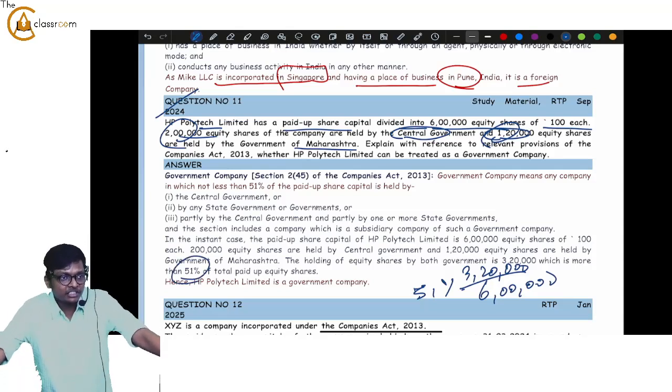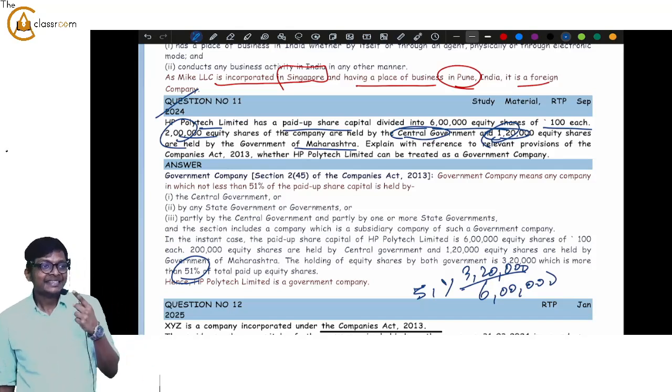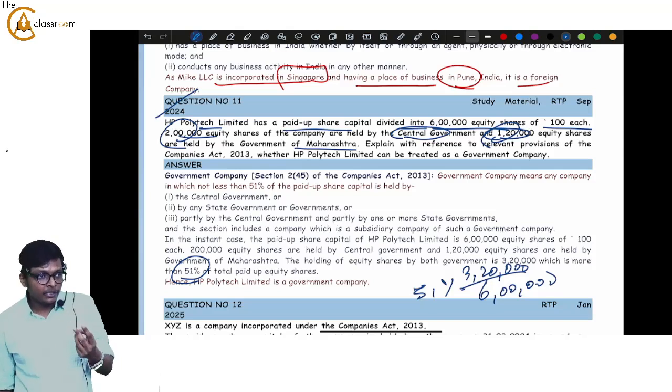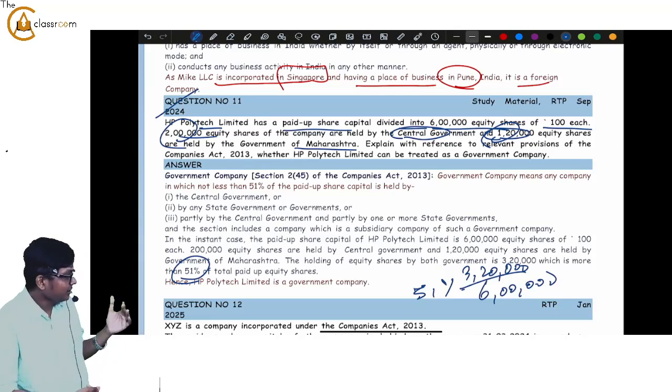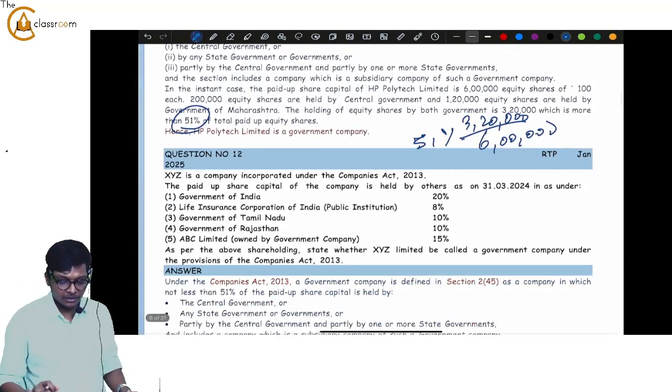But write the definition. Government company means a company in which not less than 51% of paid up share capital is held by the central government or state government or a combination of central and state government. A company which is a subsidiary of a government company is also a deemed government company. Remember the definition as much as you can, 51%. Then write the analysis. In the instant case, when computed, it comes to more than 51.